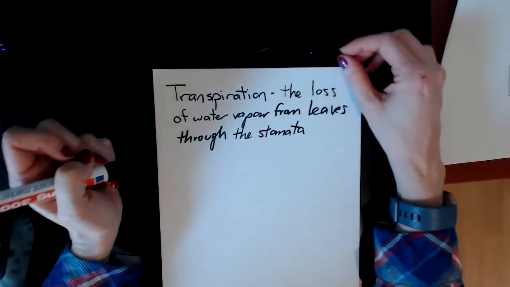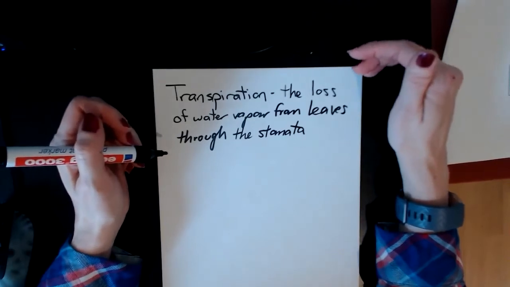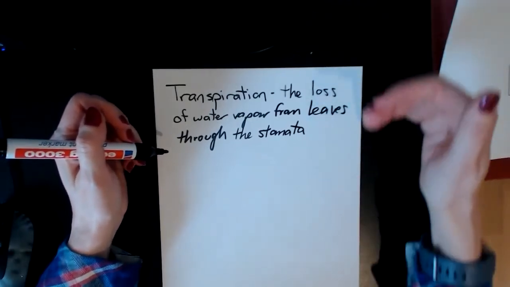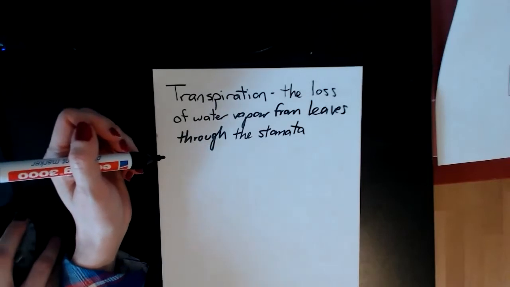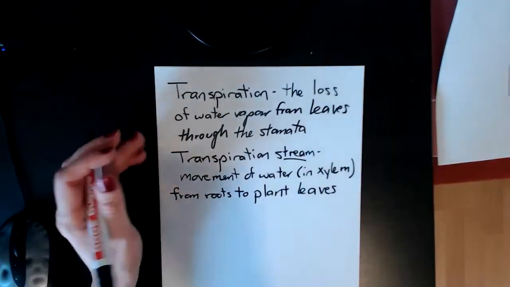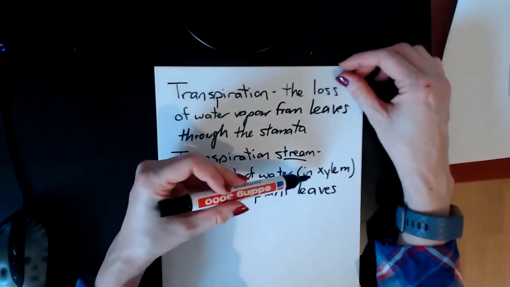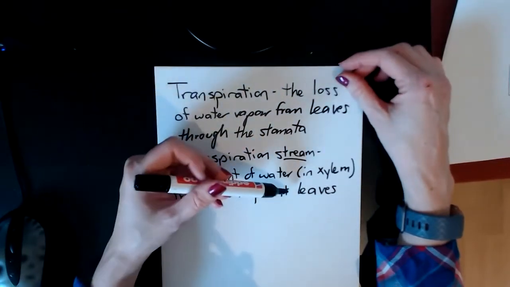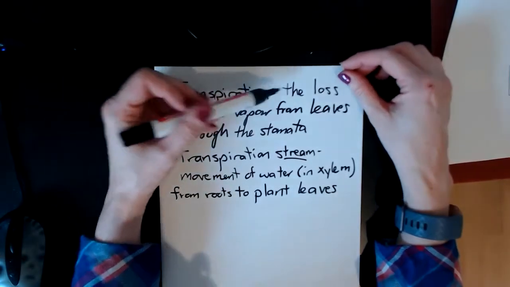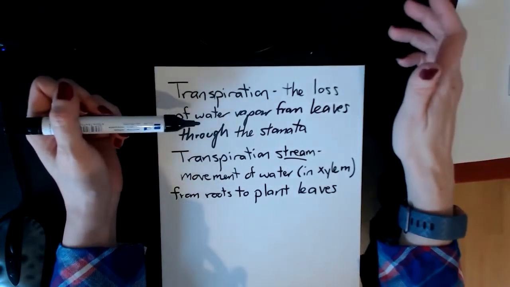The transpiration stream is the movement of water from the roots of the plant all the way up to the leaves. Okay, so I wrote that all out for you. The idea is that the stream is the movement of water and occurs in the xylem from the roots to the plant leaves, and the transpiration is the actual loss of water from those leaves via the stomata.